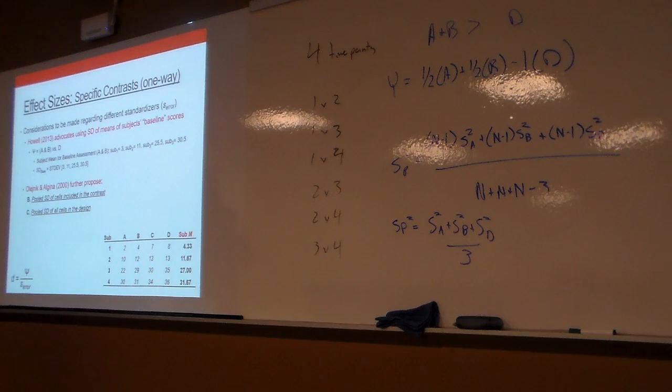Other thing you could do, you could take the pooled standard deviation of all the cells in the design, right? That's kind of just your overall standard deviation. So you take the variance at time A, variance at B, variance at C, variance at D, you plug it into a pooled formula, or literally you can just take those 4 variances and average them, and then take the square root of that, right?